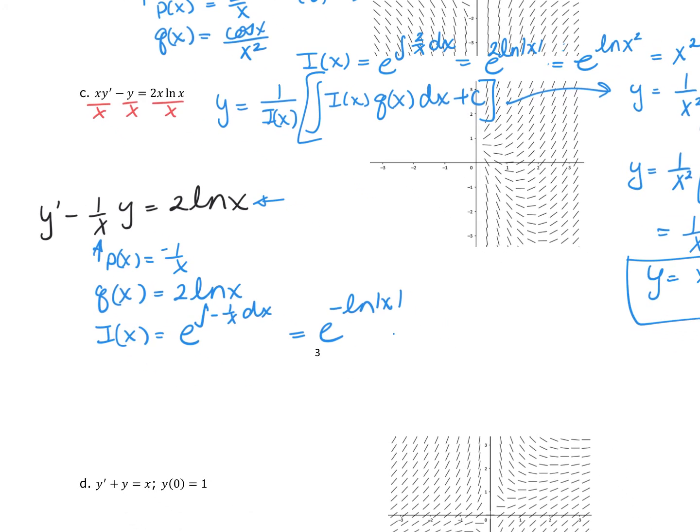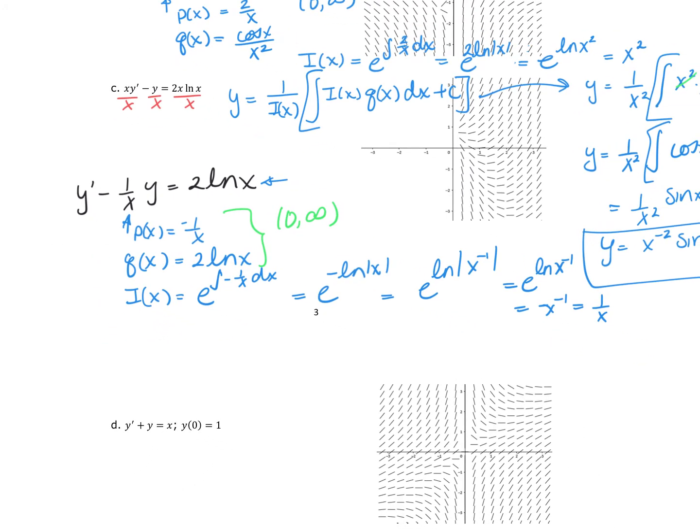Now, we know that this then becomes e raised to the natural log of the absolute value of x raised to the negative 1. Now, we are assuming we're working with a positive p of x, so it has to be positive. So we know this is continuous on the interval from 0 to infinity. That ensures I have a positive, so I don't have to worry about taking the absolute value. So this is just e raised to the natural log of x raised to the negative 1, which means this is just x raised to the negative 1, or in other words, 1 over x. Bam.